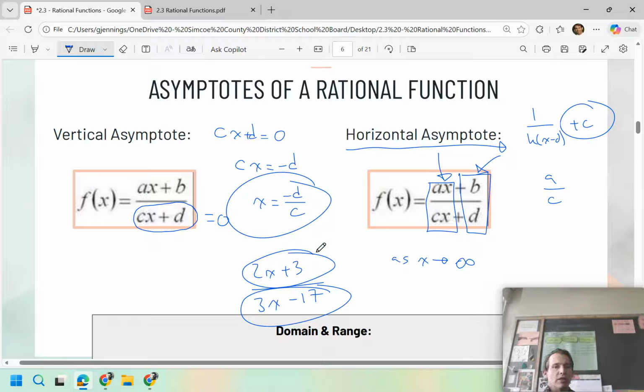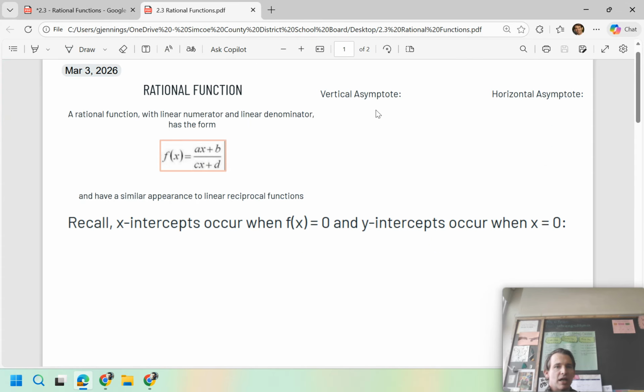So anyway, go to the extreme with this and you'll see this is where you get your horizontal asymptote, A over C. Okay? So that gives you where your vertical asymptote and where your horizontal asymptote comes from. Make sense?